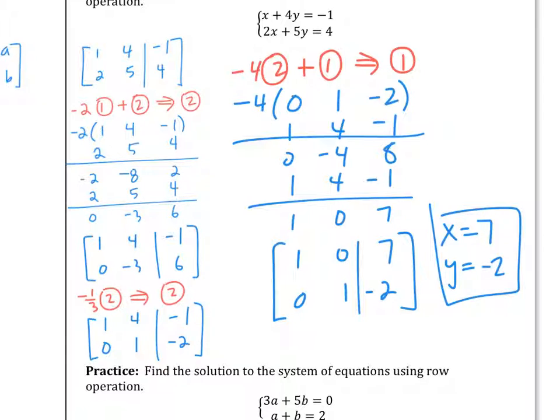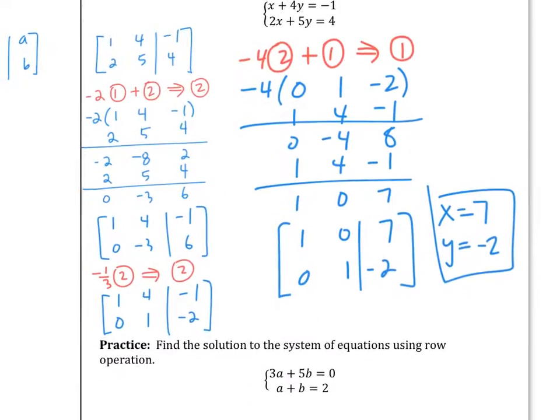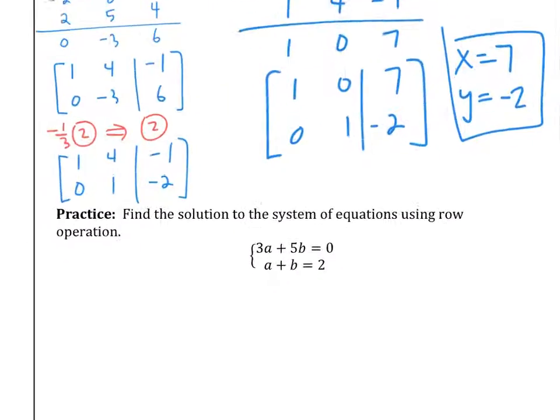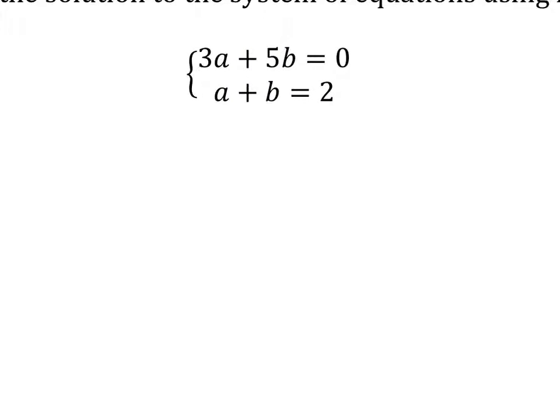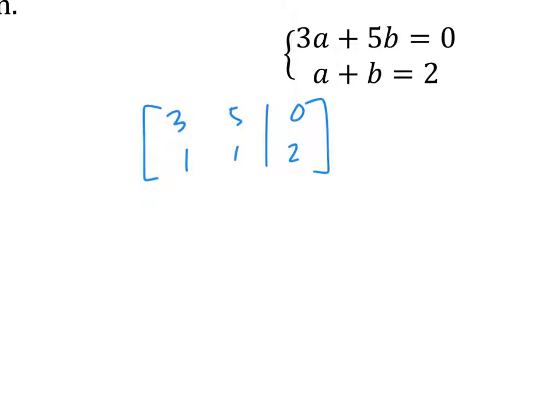All right, let's try another one. This one's a little bit easier because the numbers are smaller. All right, go ahead and set up your matrix first. Okay, once you set up your matrix, it should look like 3, 5, 0, 1, 1, 2. Okay, remember you want it to look like 1, 0, 0, 1. So what should we do first? No, actually we want this to be a 1. We want to get that to be a 1 first.